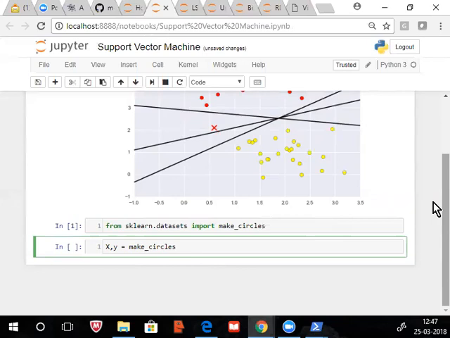Make circles. Okay, suppose you have 100 points and you have noise equal to 0.1.